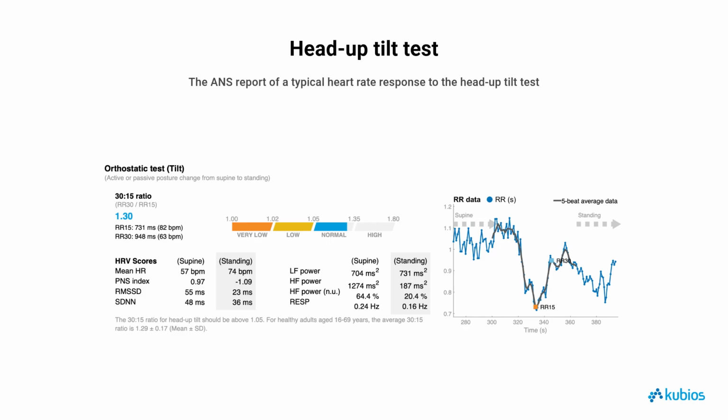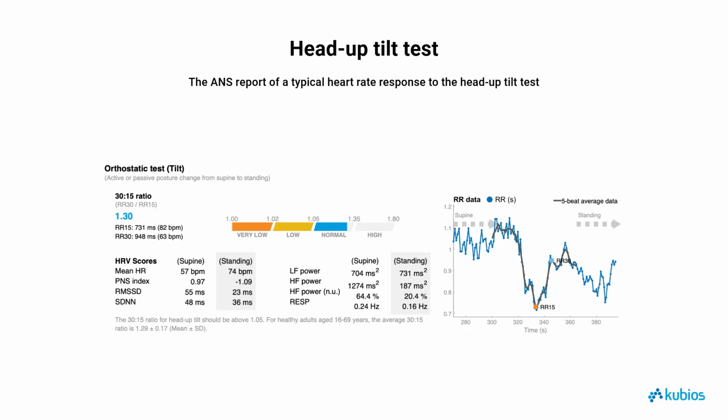Ewing et al. observed in 1985 that heart rate typically reaches its maximum around the 15th beat following the transition to an upright position, followed by a relative bradycardia, leading to a local minimum around the 30th beat. The ratio between the longest RR interval around the 30th beat and the shortest RR interval around the 15th beat is defined as the 30-15 ratio.